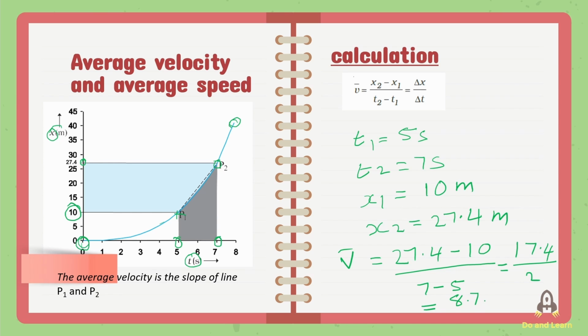8.7. What is the unit of velocity? Because in the formula we have the unit of distance, that is meter, and the unit of time, that is seconds. So meter divided by seconds. We can say meter per second. This will be the unit of velocity. 8.7 meter per second. Okay. This is the way we calculate the average velocity.